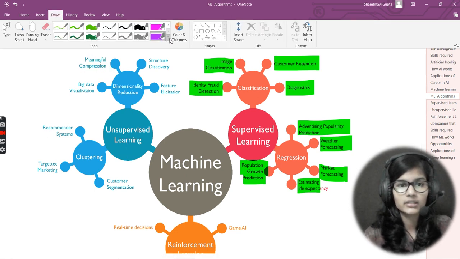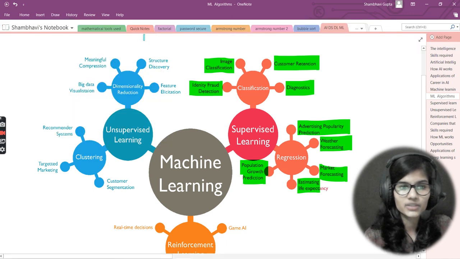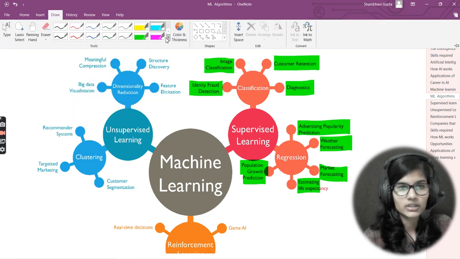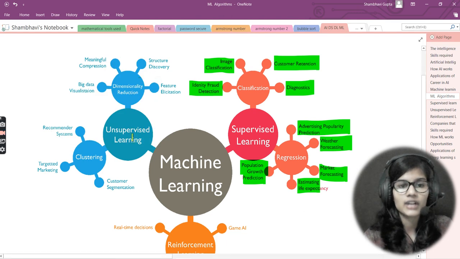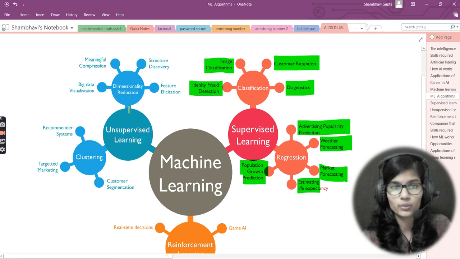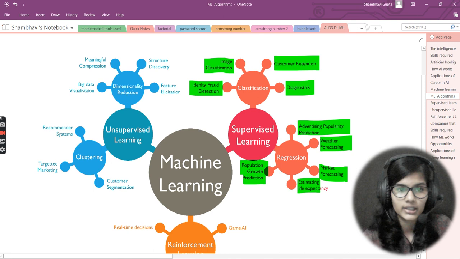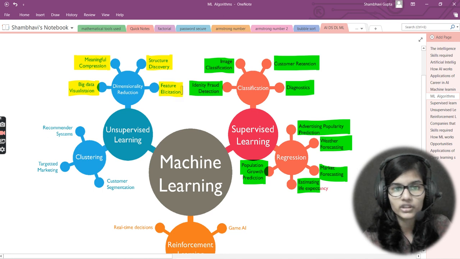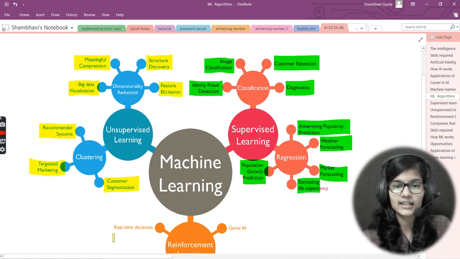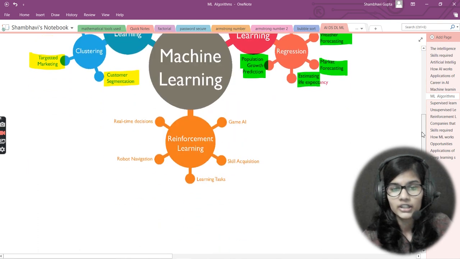In unsupervised learning, we have two parts as well. Let me take a color, let's say yellow. Unsupervised learning consists of two parts: dimensionality reduction and clustering. Dimensionality reduction is used for big data visualizations, meaningful comparison, structure discovery, and feature elicitation. And clustering is used for recommender systems, targeted marketing, and customer segmentation. These are some examples where these two are used.